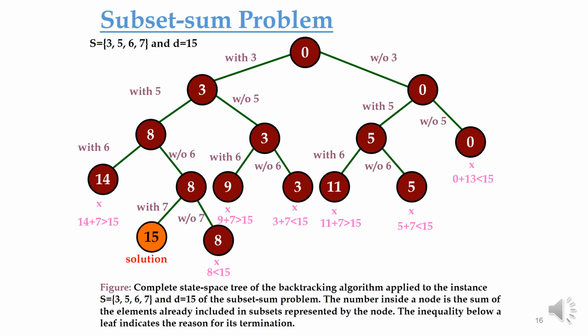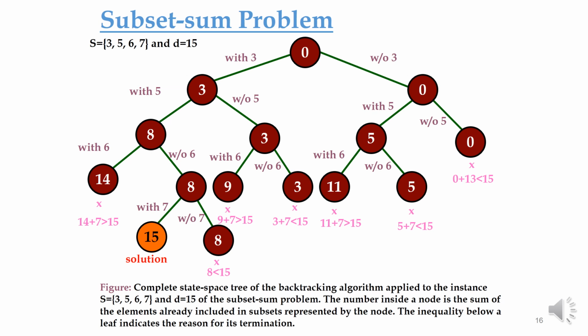In some examples there may be more than one subset available, so we have to go through all the possible paths. Here all these other nodes are considered dead ends because they do not lead to the solution. In this example only one solution is available. Now we take the subset from the root node: first with 3, then with 5, then without 6, then with 7. After reaching the leaf node from the root node, we get the solution for the given problem, so I get one subset.